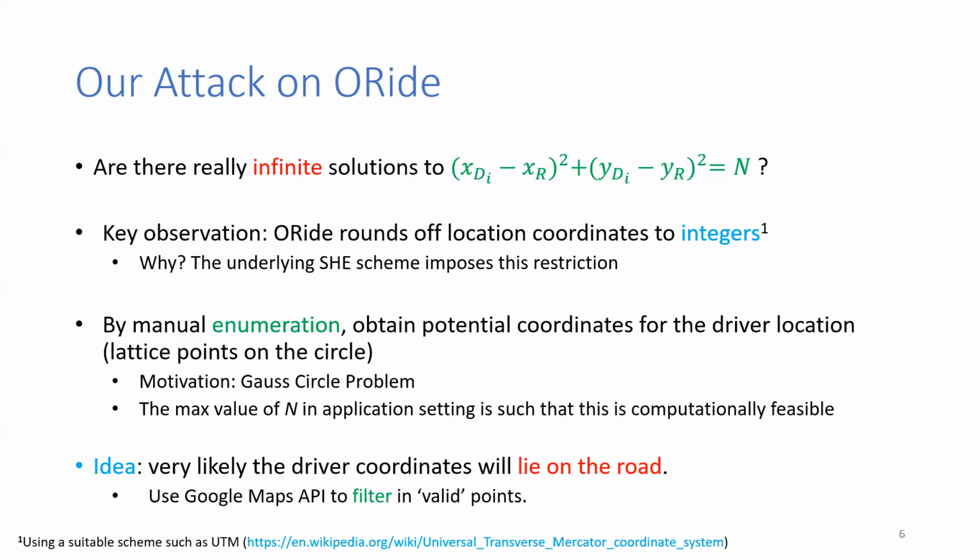Our main motivation for this is the Gauss circle problem, which investigates the number of lattice solutions to the equation x squared plus y squared equals n. And as I said before, the maximum value of n in the application setting of ORIDE is such that this enumeration is computationally feasible. A further idea that can be applied is that at the time of the ride request, most drivers will be on the road. So further filtering can be applied to filter out lattice points that don't lie on a road, and convenient techniques such as the Google Maps API can be used for this.